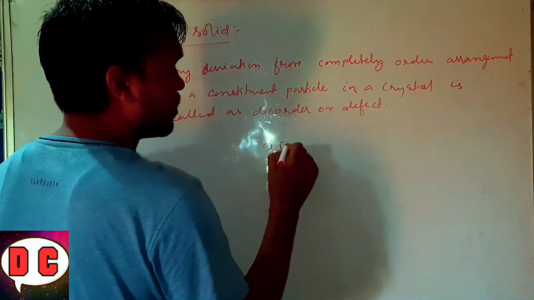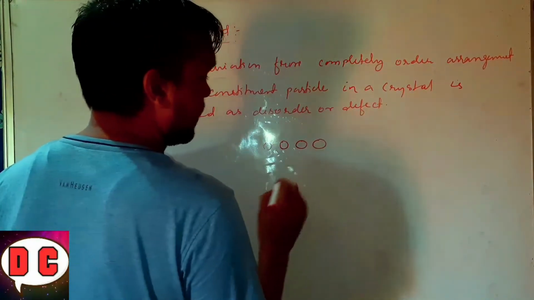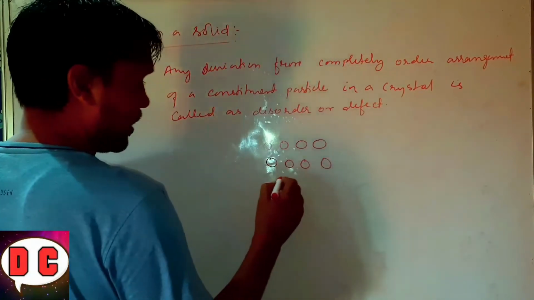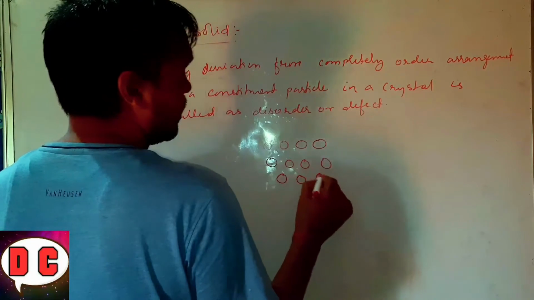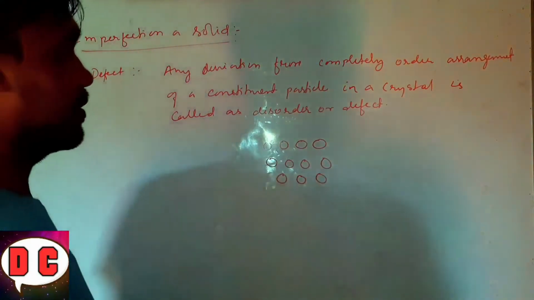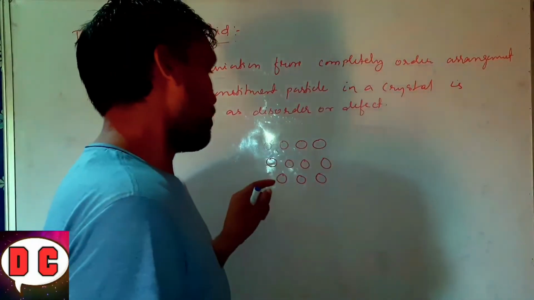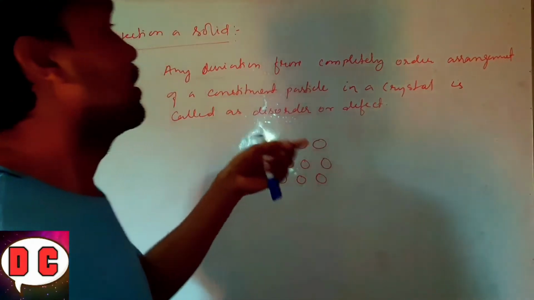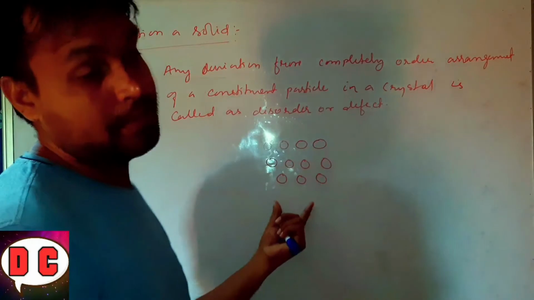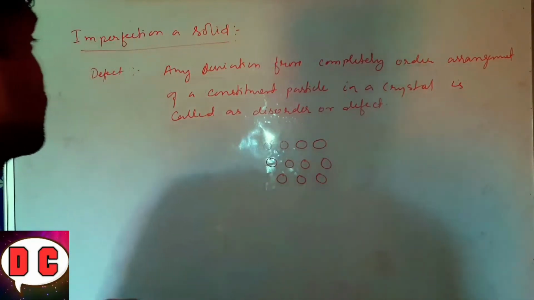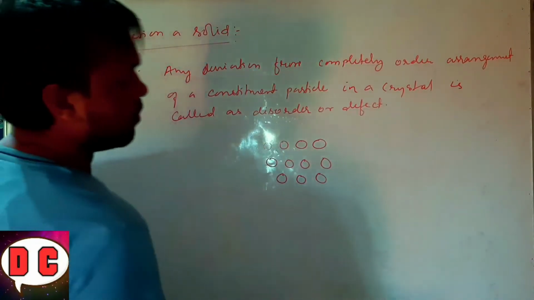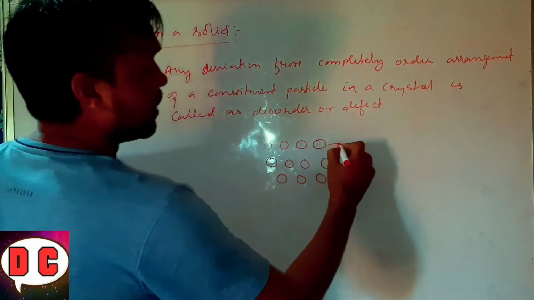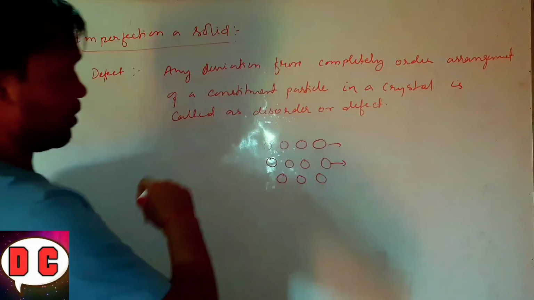Suppose the constituent particles are arranged here like this. Here also it is arranged this way, but here it is only 3. So this is also a kind of defect. In each row there are 4 constituent particles, but here it is only 3. So this is a deviation from the completely ordered arrangement, right or not? So we call it a defect, or we call it a disorder.